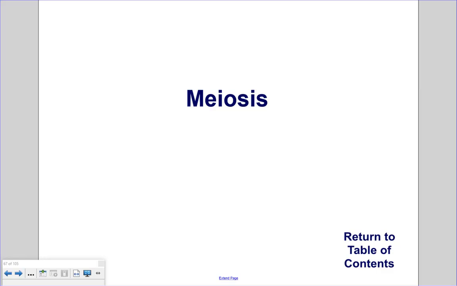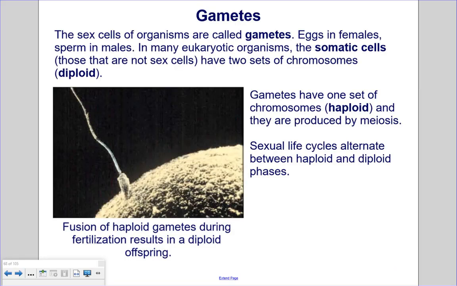Meiosis. Gametes. The sex cells of organisms are called gametes. Eggs are in the females, and sperm is in the males.